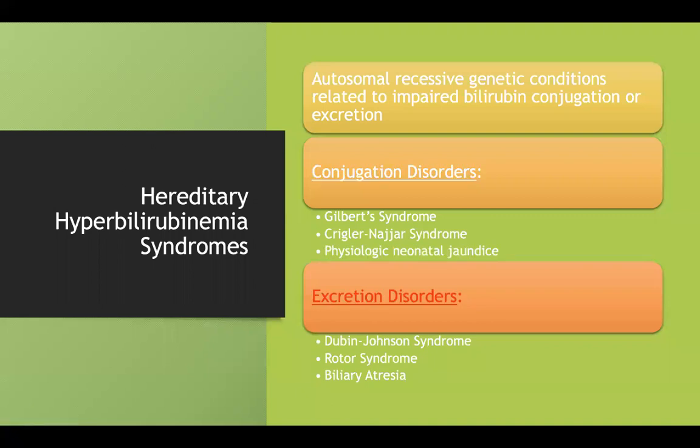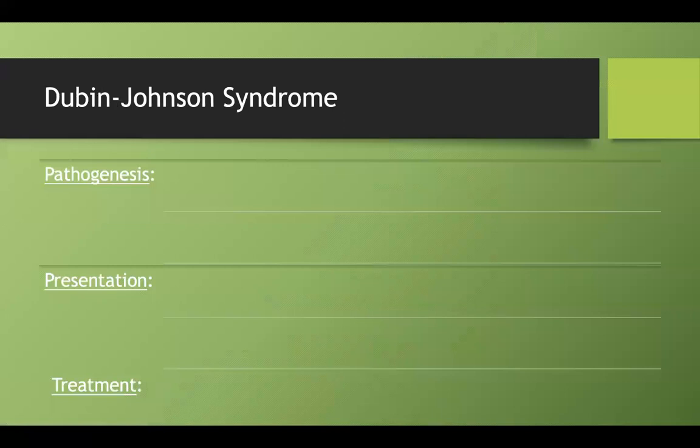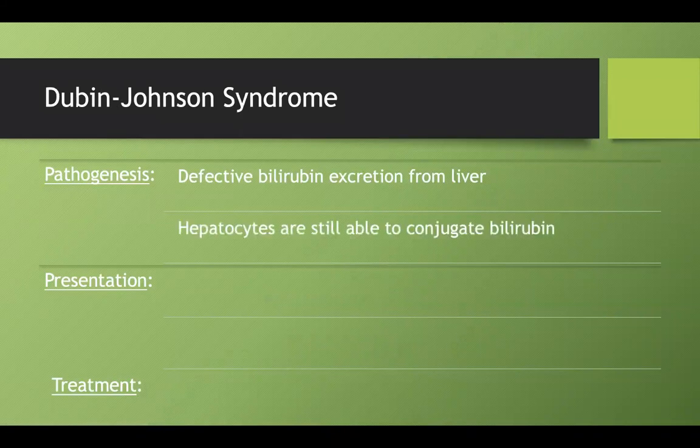Now we can move on from the conjugation disorders and focus on disorders of bilirubin excretion. So let's start with Dubin-Johnson syndrome. So the pathogenesis of this, as I alluded to, is defective bilirubin excretion from the liver. Keep in mind that the hepatocytes are still able to conjugate the bilirubin. They just can't get it out of the hepatocytes and into the bile duct like it should go.